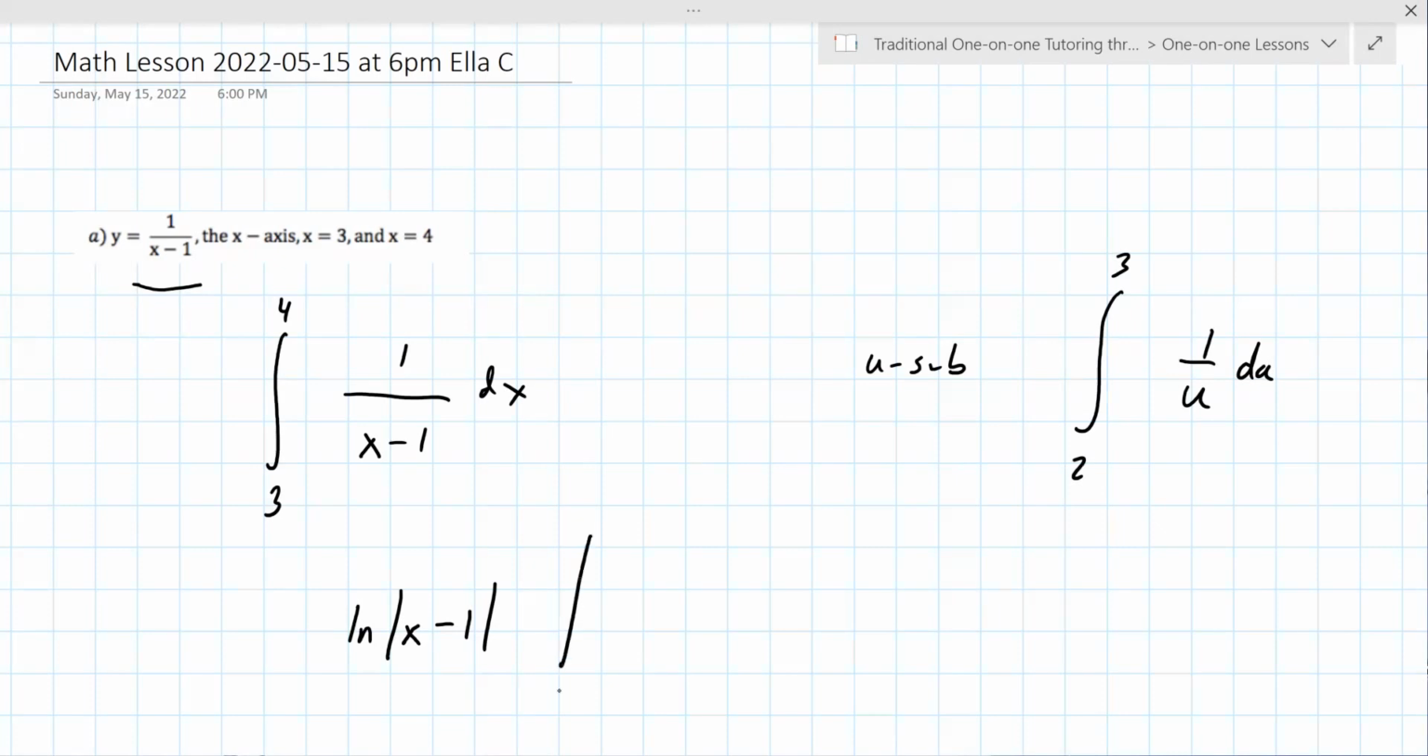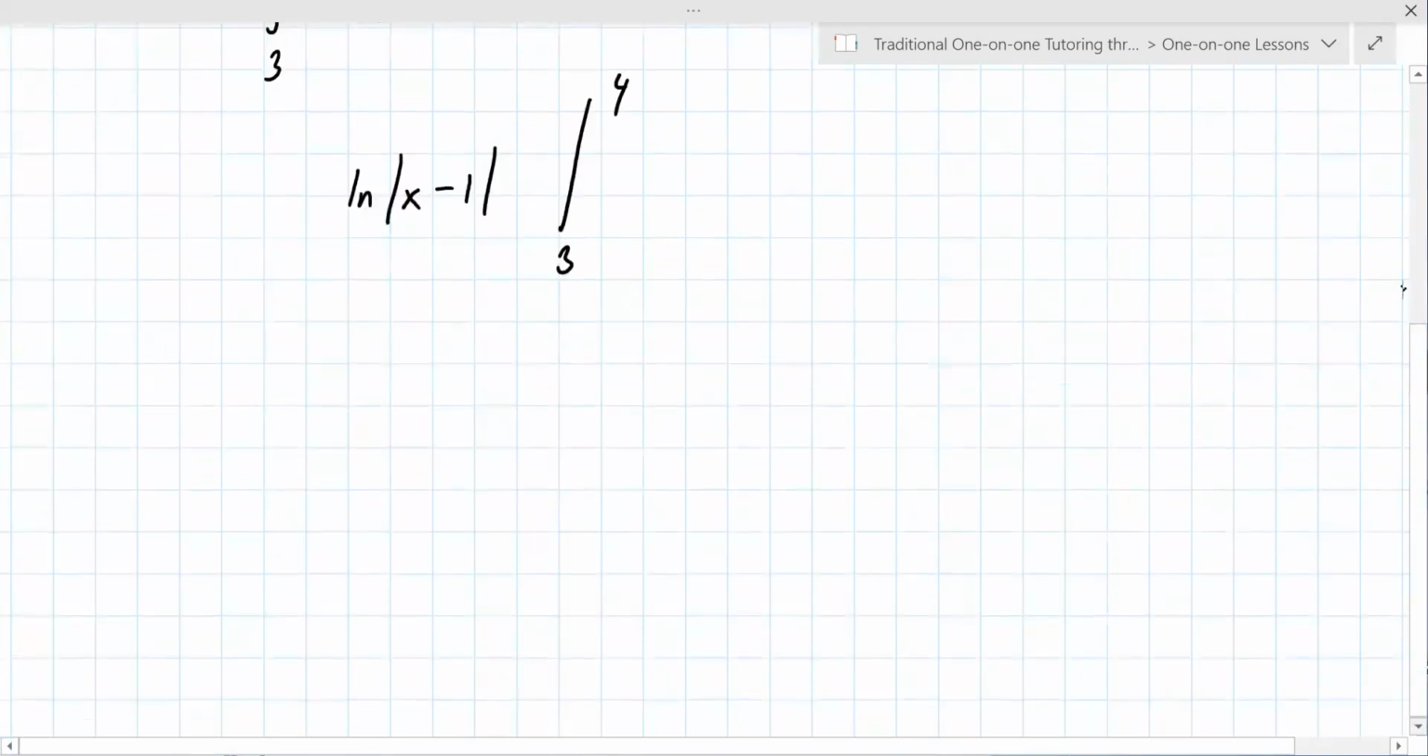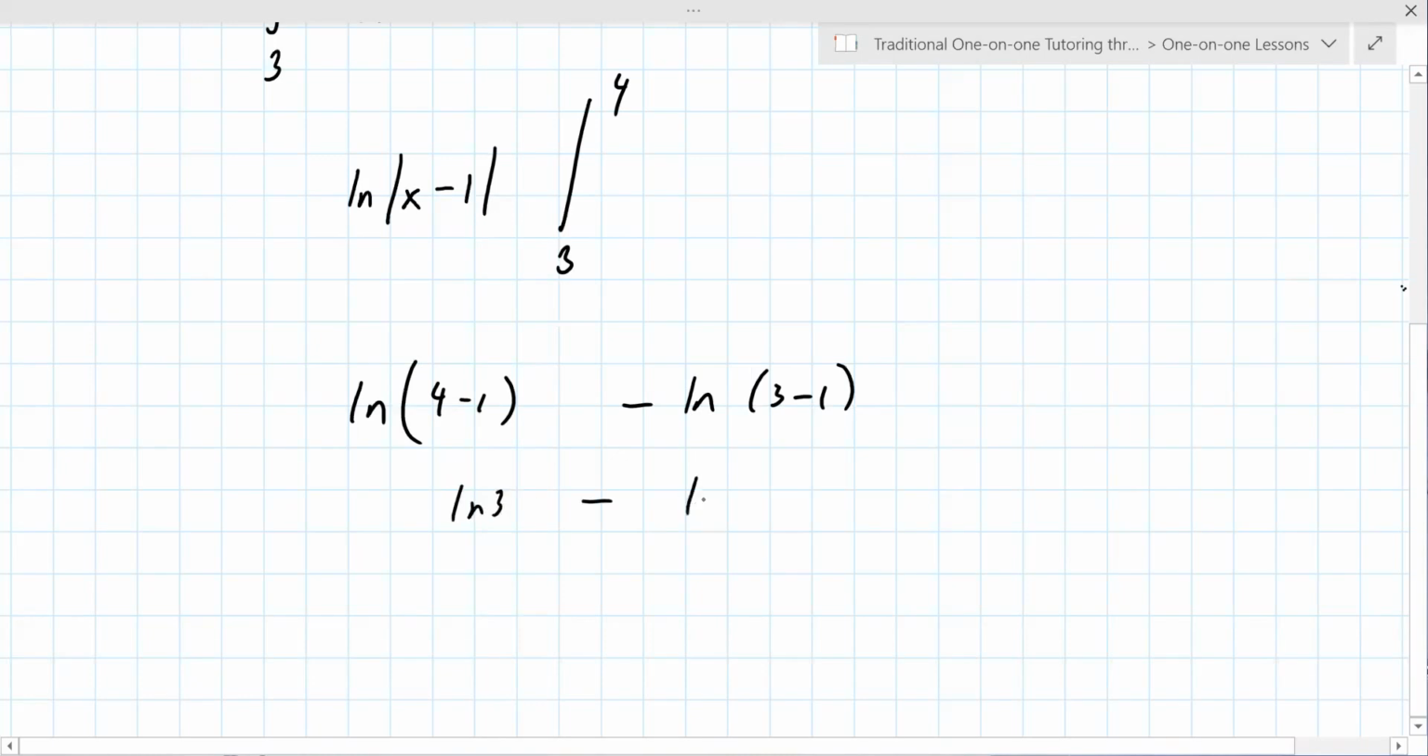So you evaluate from 3 to 4, and you get a number here, which I'm about to provide: natural log of 4 minus 1 minus natural log of 3 minus 1. I remove the absolute value because it's positive. Natural log of 3 minus natural log of 2, and you could rewrite it this way if you so desired.